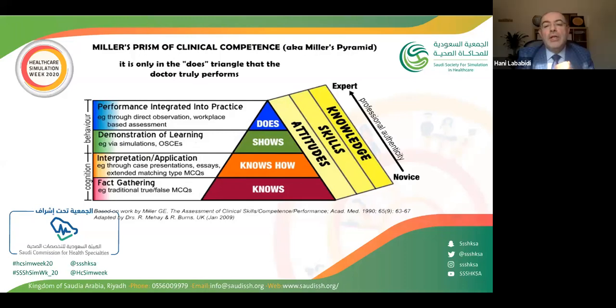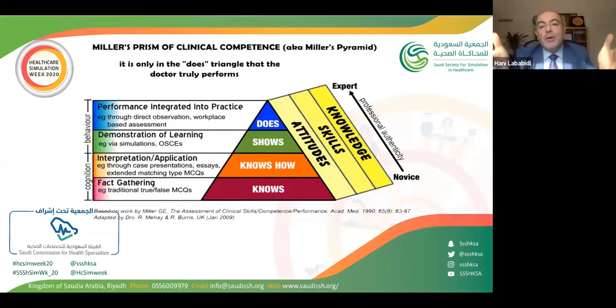in simulation knowledge, skills, and attitudes. So all triads of education are there, and we go from knows to knows how to shows, then does, and from novice to beginner to expert in terms of proficiency.